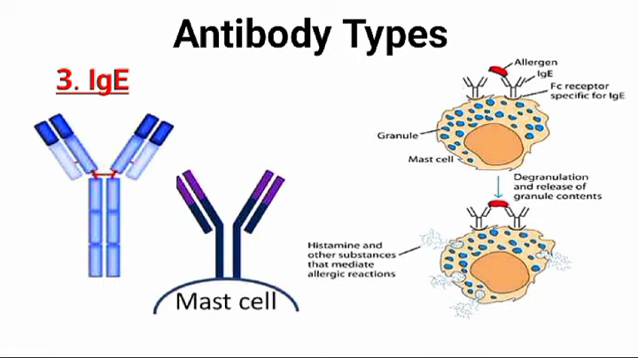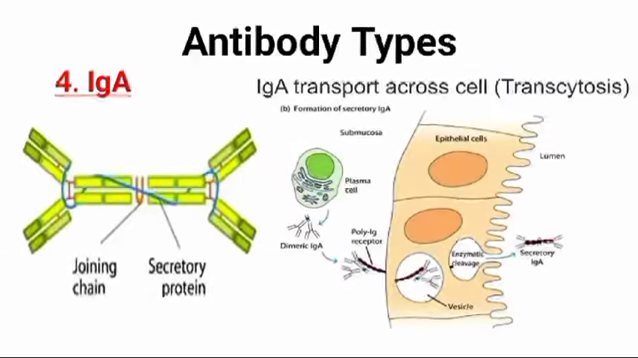Since serum IgE levels rise in parasitic diseases, measuring IgE levels is helpful in diagnosing parasitic infection, and IgE does not fix complement. Fourth antibody type is IgA.